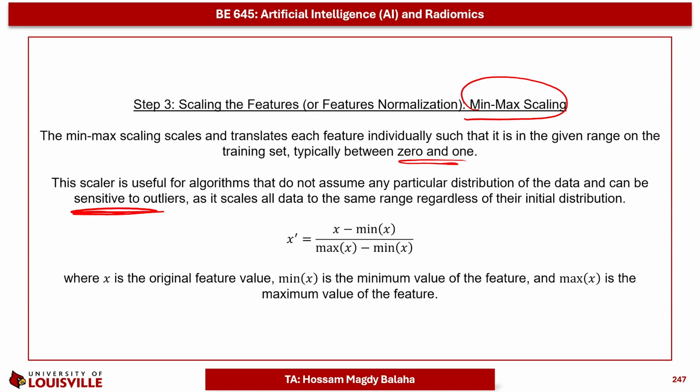How do we do min-max scaling? Simply by subtracting the minimum value and dividing by the subtraction between the maximum and minimum. Min and max here are the minimum value of the vector and the maximum value of the vector respectively.